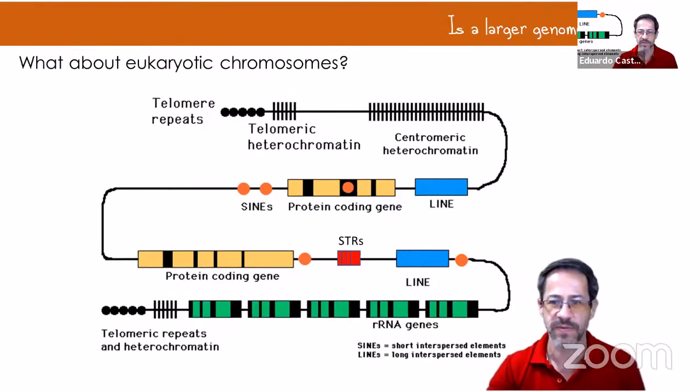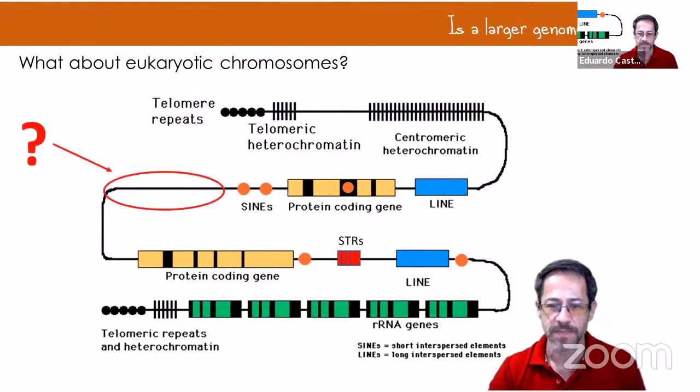This is the abbreviation of the code. So we can have all those sequences in a genome, and they are not coding for proteins, okay? But what happens in all the other parts of the genome?